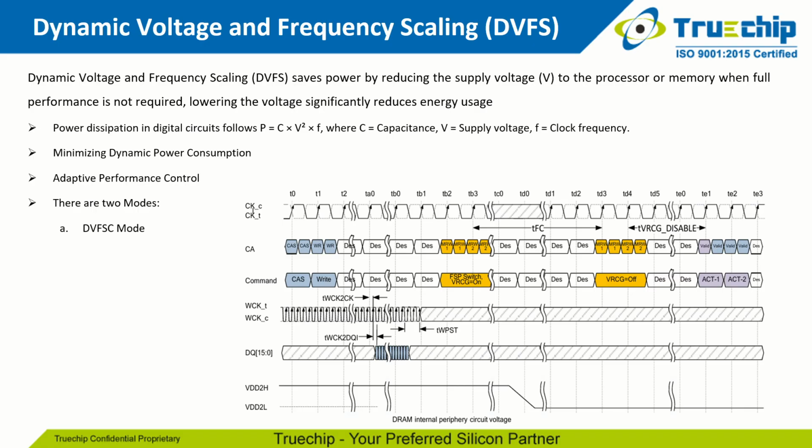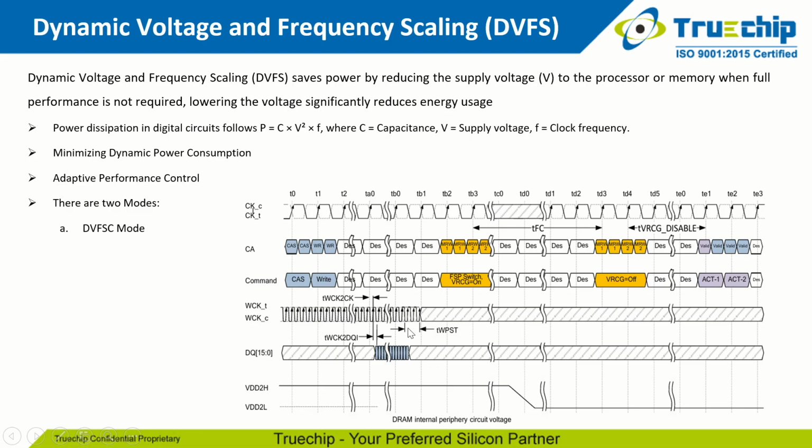And enhanced DVFSC mode is only supported on LPDDR5X. During enhanced DVFSC mode, normal DVFSC write link ECC and read link ECC should be enabled. For enhanced DVFSC mode, the supply voltage for CK and WCK can be changed. So here is the below waveform diagram for DVFSC, in which the VDD2H to VDD2L transition has been shown.